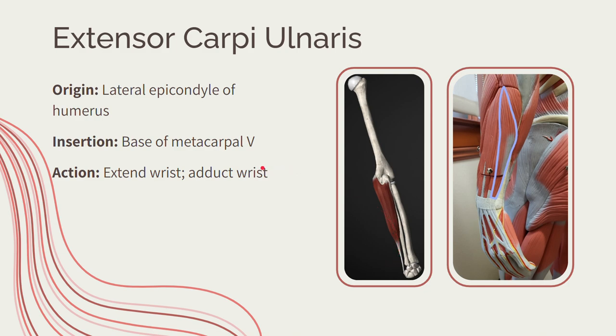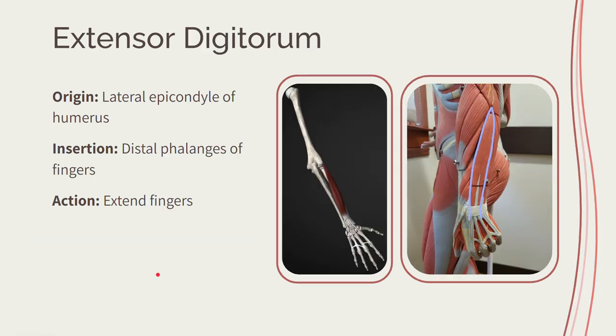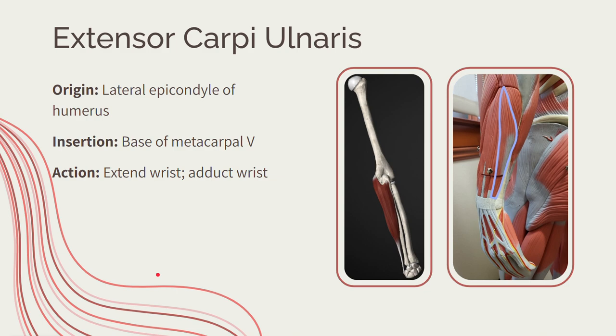And the action for this one is to extend your wrist. Like we saw in the slide right here, you'd be able to extend your wrist like this with that muscle, and you'd also be able to adduct your wrist, which means you'd move it medially towards your body. And here we can see it on the model. The lateral epicondyle would be kind of right here, and then you can make the inference that it goes to the metacarpal 5 right here.